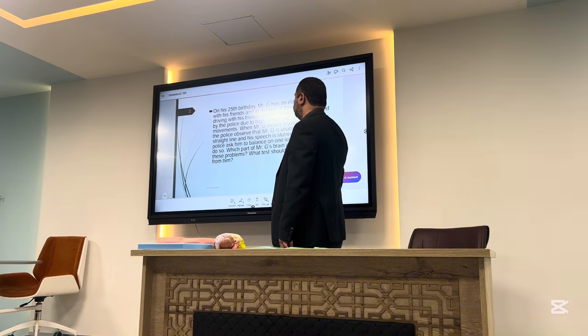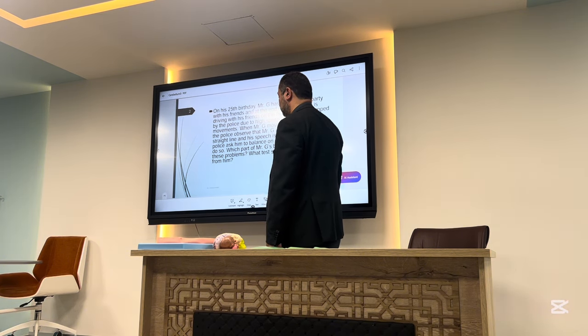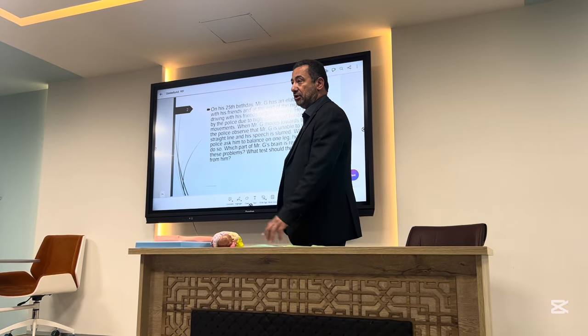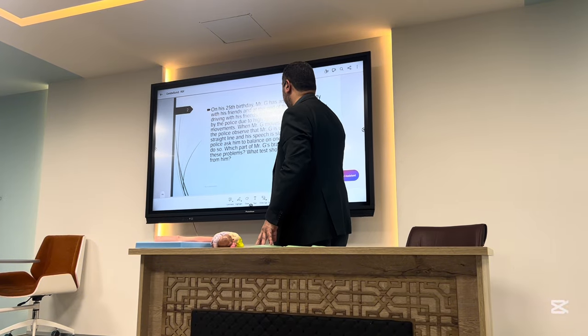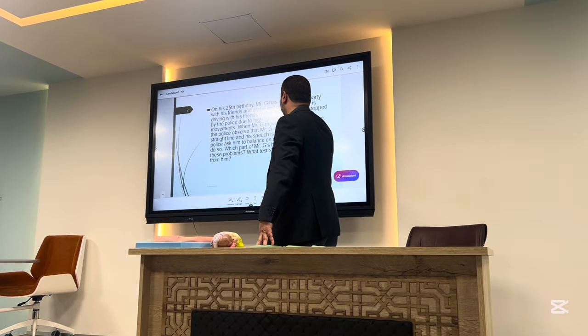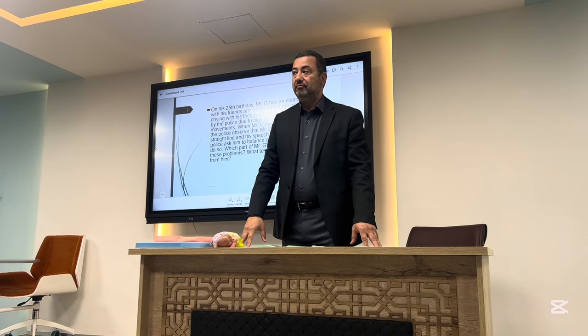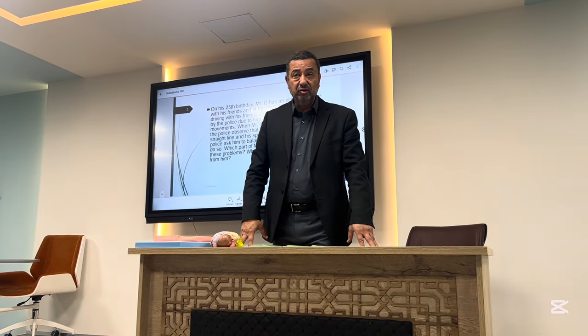Which part of Mr. G's brain is responsible for these problems? Which part? Cerebellum, because I will tell about the cerebellum. What test should the police take from him? Alcohol test.